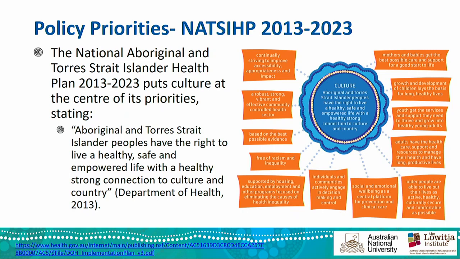So our national Aboriginal and Torres Strait Islander health policies, we have this one, the National Aboriginal and Torres Strait Islander Health Plan, which explains why we do the work we do around Mayi. It places Aboriginal and Torres Strait Islander culture at the centre. The interesting thing is when you do a Control F on this document, culture is mentioned twice.